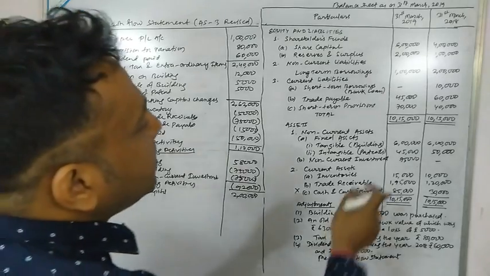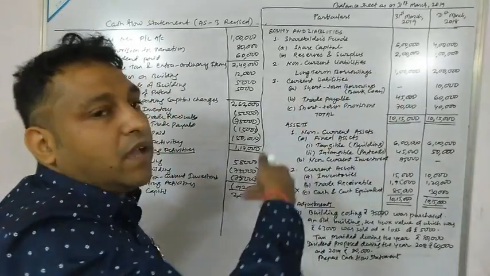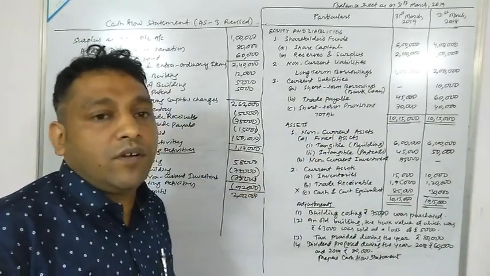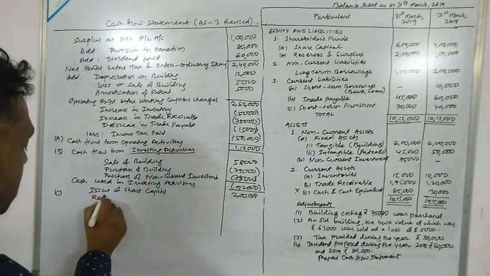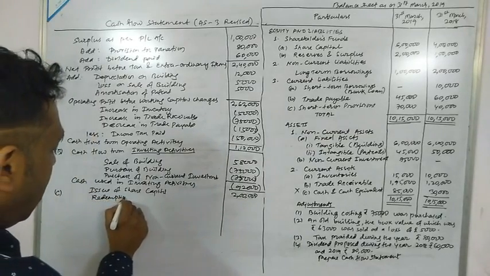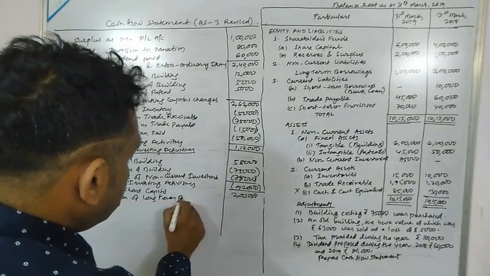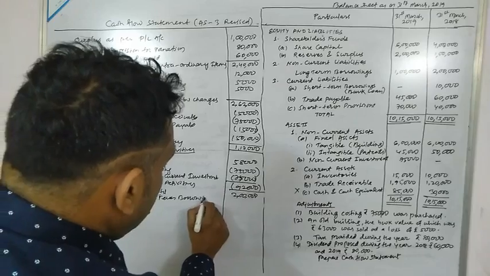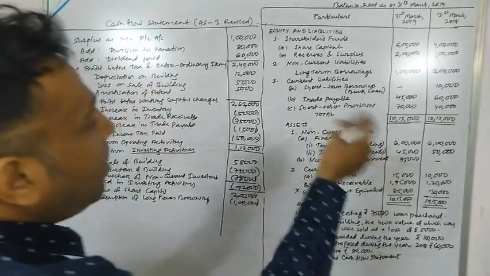फिर लॉन्ग टर्म बोरोइंग्स देखेंगे. 2 लाख था 2018 में. 2019 में 1 लाख है. मतलब 1 लाख रुपए हम पेमेंट कर दिए. It will be considered as what? Redemption. So redemption of long term borrowings. ठीक है. तो रिडम्पशन कितना का होगा? 1 लाख पेमेंट कर रहे हैं. सो इट विल रिजल्ट इन द आउटफ्लो ऑफ कैश.